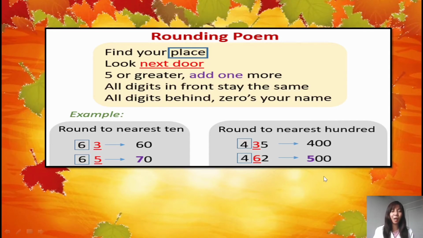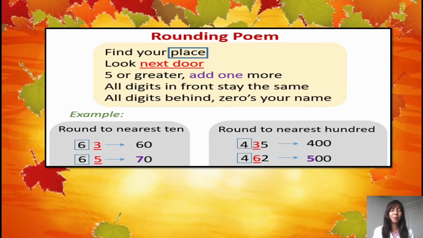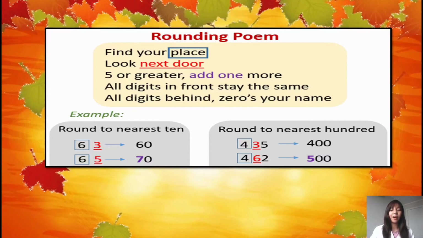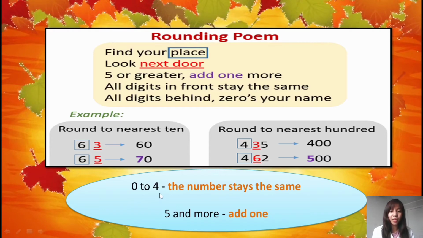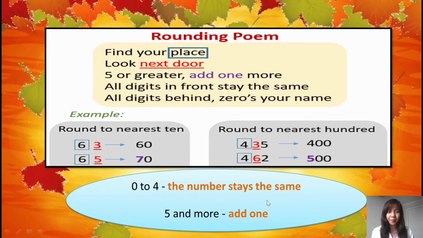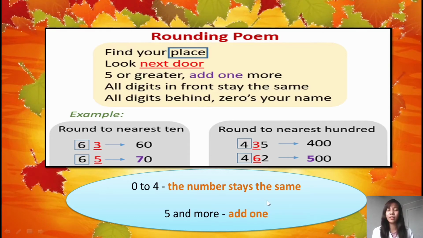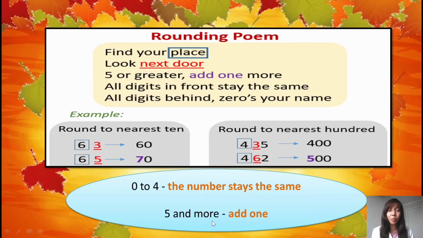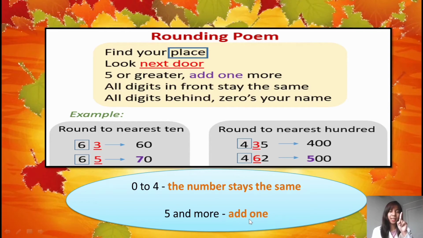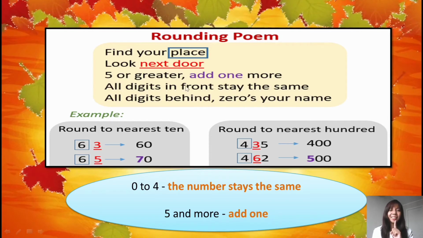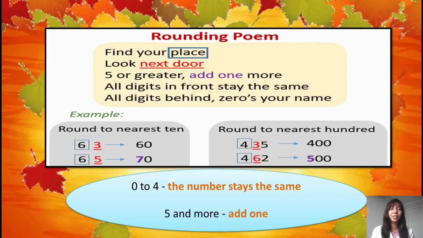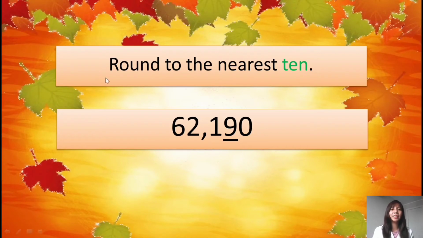So this is a very simple example in rounding numbers. Alright, so again, if the next number is 0 to 4, the number stays the same. You don't need to add 1. If it's 5 and more, okay, you have to add 1. Alright, so that's the rule. You can memorize this rounding poem so that you can easily remember the rule in rounding numbers. So let's have an example.